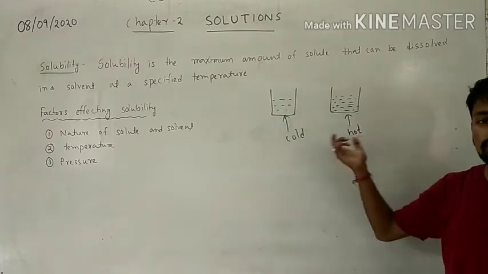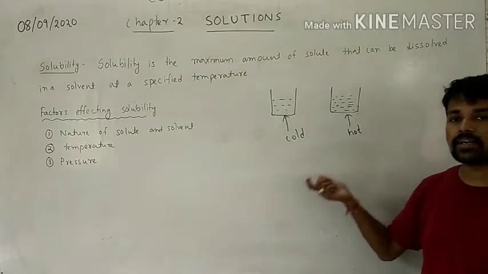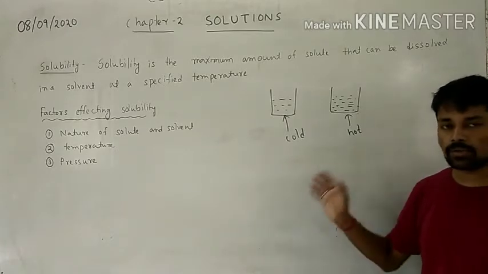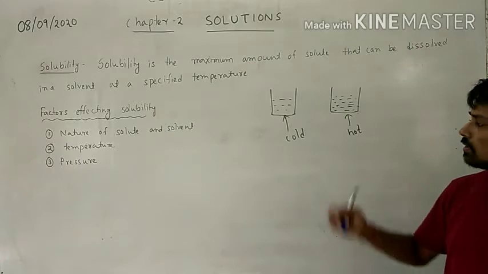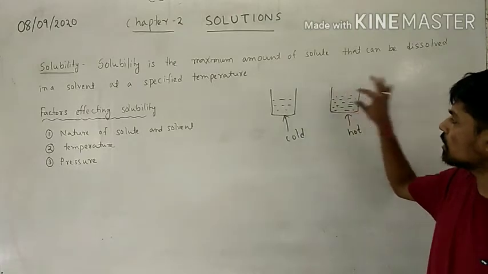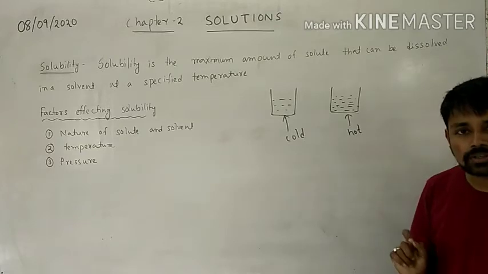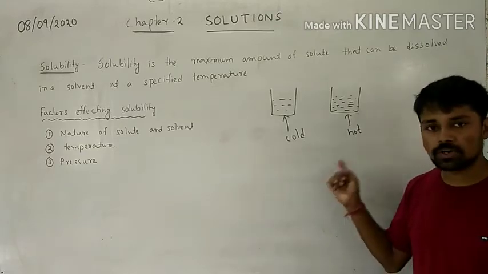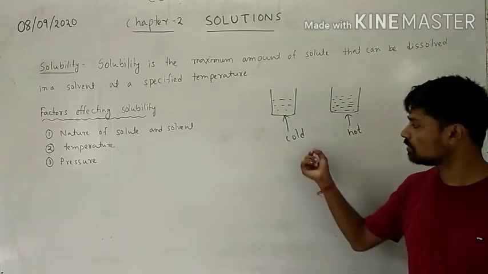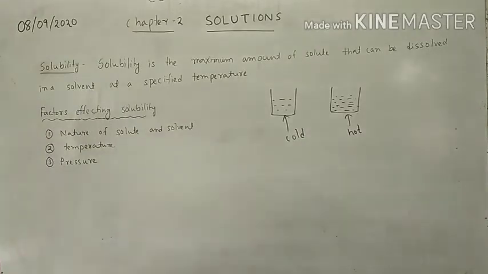That means the solubility of sugar or salt is higher in hot water than cold water. We all know that salt is soluble in water, but if the amount of water is the same, then the amount of salt that can be dissolved in hot water is much higher than that of cold water. So if temperature changes, solubility changes. That means solubility is affected by temperature.